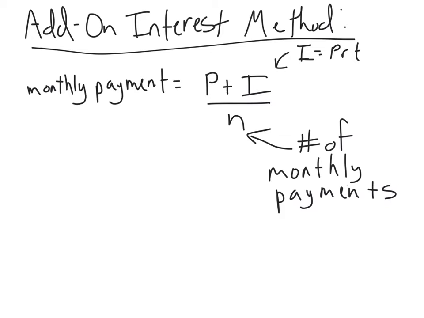So notice up here, I just equals PRT. You can see that up here. All right, so this is just P plus PRT, right? Which is basically the future value of simple interest. And so the top will represent everything you'll end up owing, and the bottom N is just going to be the number of monthly payments. So basically, you take everything you're going to end up owing divided by the number of months that you're going to pay it off. That gives you your monthly payment. It's very straightforward.